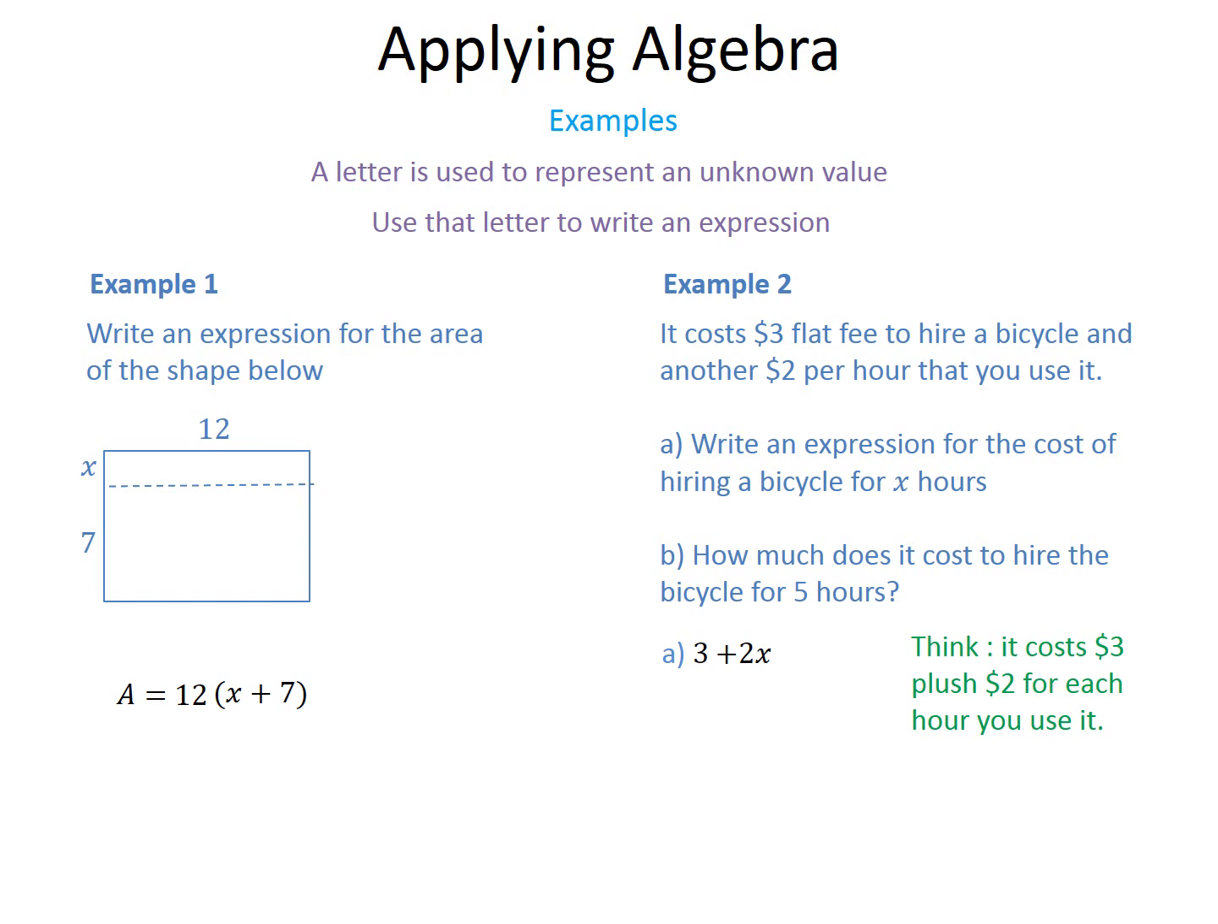Now, when I look for part B here, how much does it cost to hire the bicycle for 5 hours? Well, now it's telling me a value of x. And so remember, x is an unknown value. Well, now it's telling me, why don't you use 5 for that value and see what happens. And so what we do is we write out 3 plus 2 times 5 this time because it's 5 hours, and then I can just work that out using BODMAS, and so that will just be equal to 13 hours.